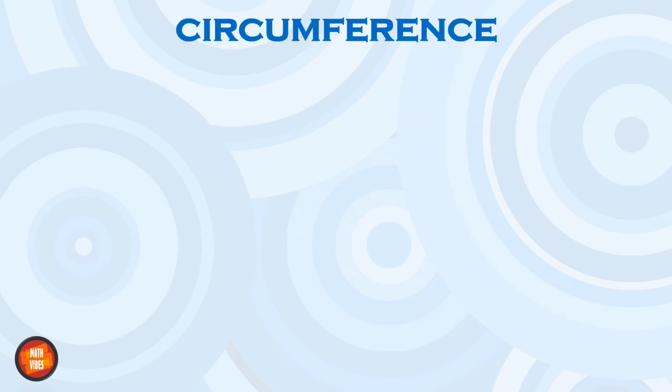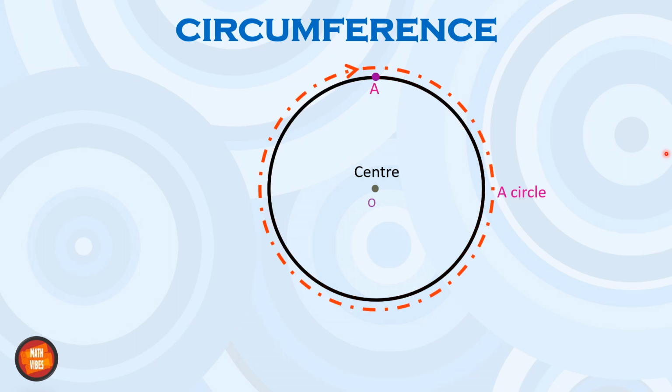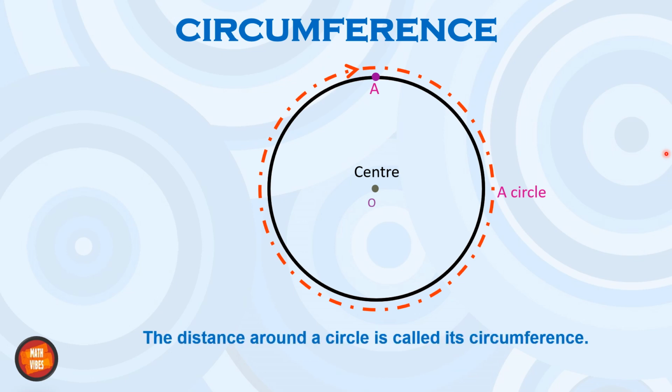Next is circumference. So now what do you mean by circumference? The boundary of the circle. See this boundary, right? So what is a circumference? The boundary of the circle is called the circumference, or the distance around a circle is called its circumference.